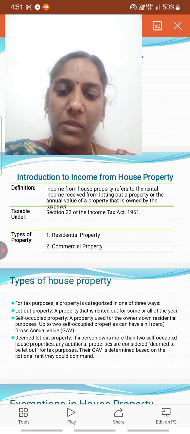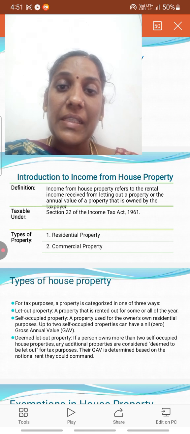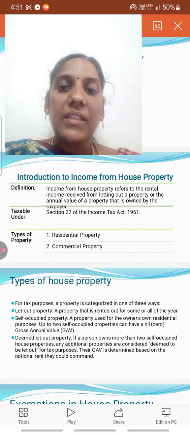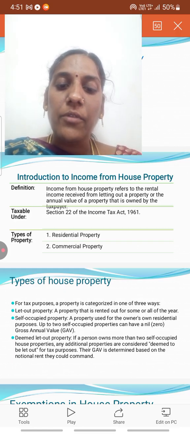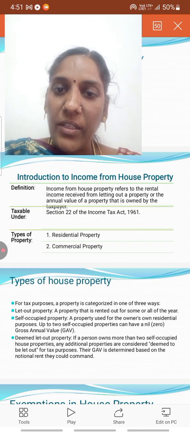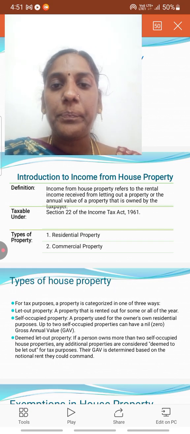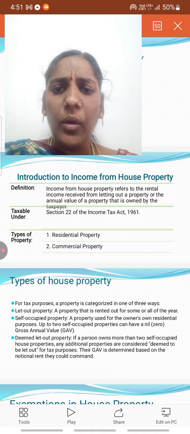First of all, let out. Let out means a property rented out for all the years. Next one is self-occupied house property: a property used for the owner's own residential purpose. Its gross annual value is zero or nil.